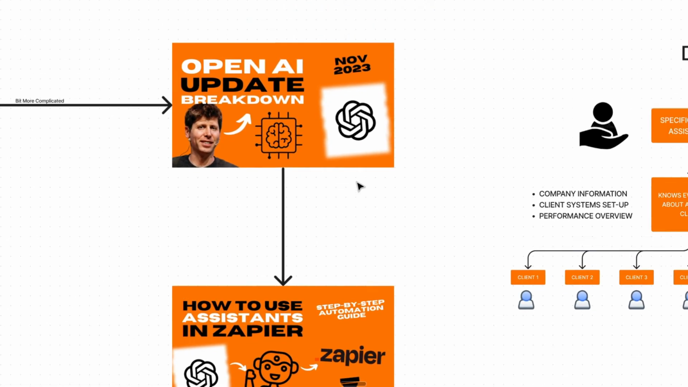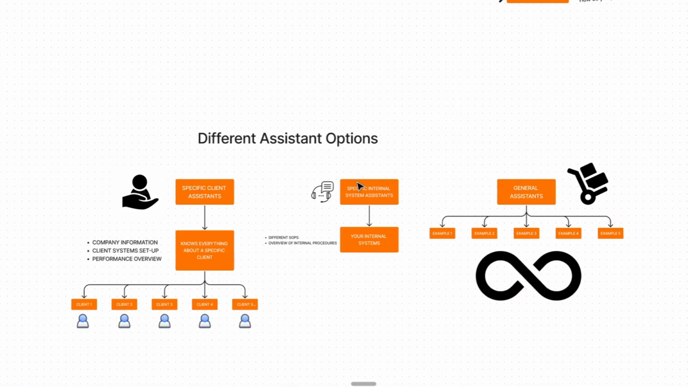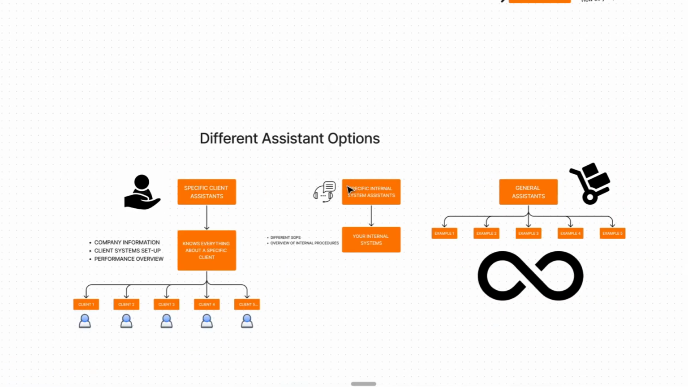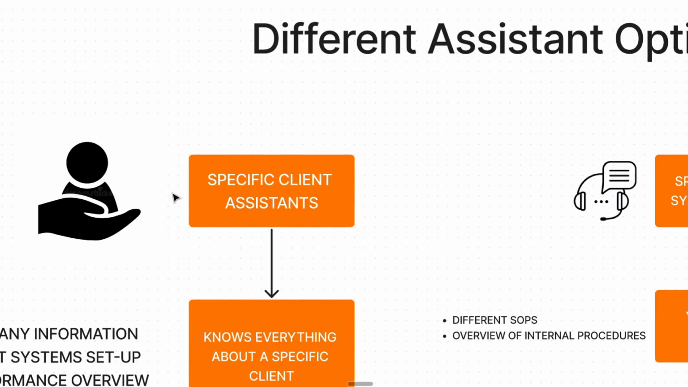Now there's a bunch of different assistant options that you can use when making these chatbots within Slack. But these are 3 examples that I thought of that I think will be really, really helpful for any sort of agency. So the first one is a specific client assistant.